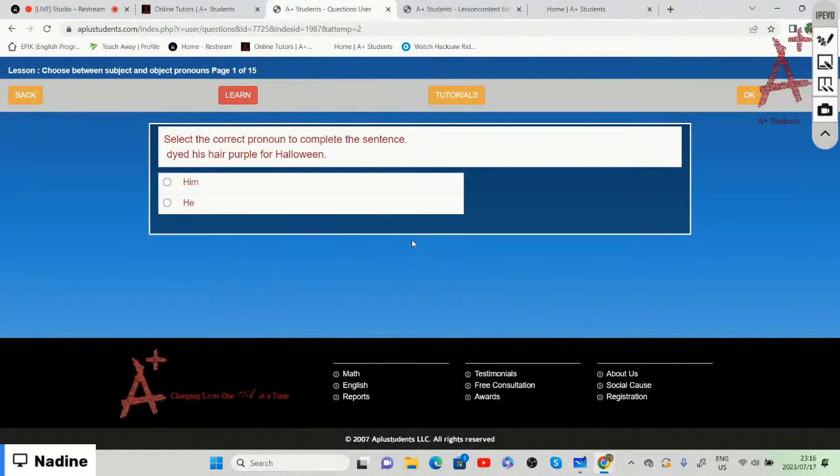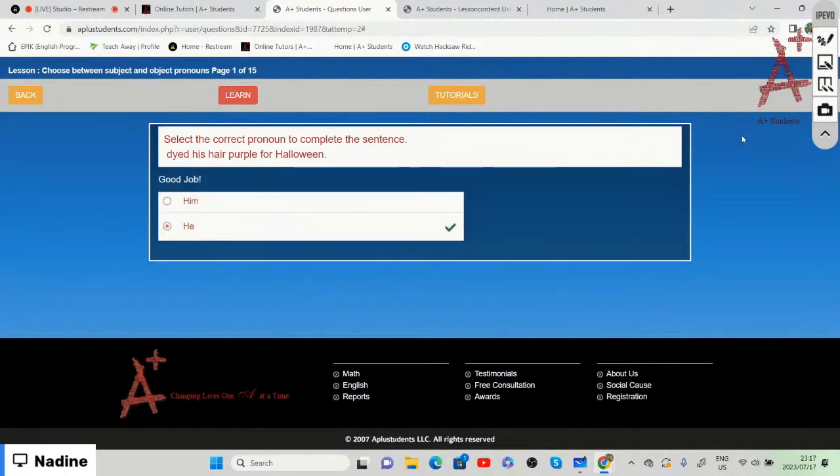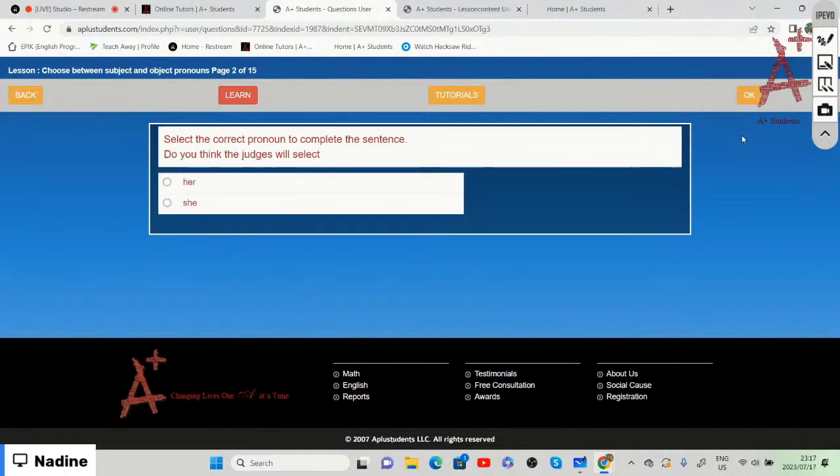So we need to select the correct pronoun to complete the sentence. Him dyed his hair purple for Halloween, or he dyed his hair purple for Halloween? All right, so we're going to choose the pronoun he, right? So he is correct, and that is a subject pronoun because he dyed his hair purple for Halloween.